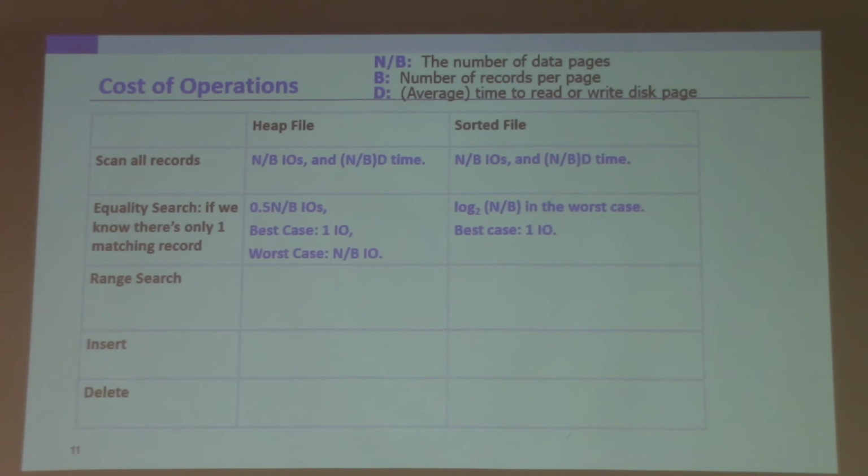Why? Because, as I said, typically in today's architecture, sequential I/O is an order of magnitude less expensive than random I/Os. That's why you have this relationship over there. Okay?